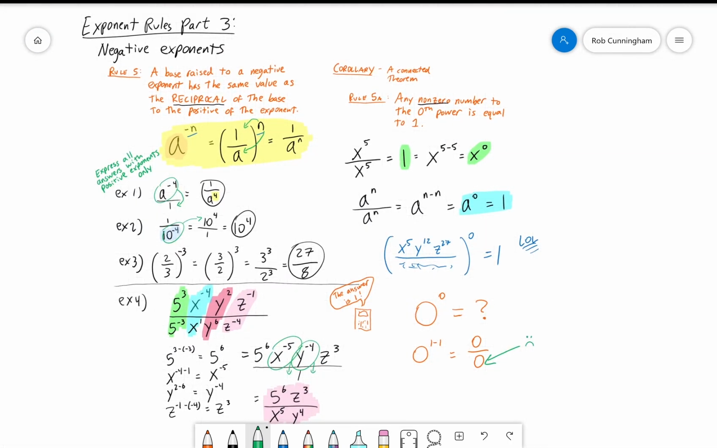I have one more video on exponent rules coming out. It will be the video on fraction exponents and square roots and radicals.